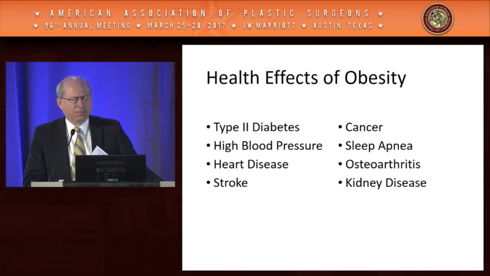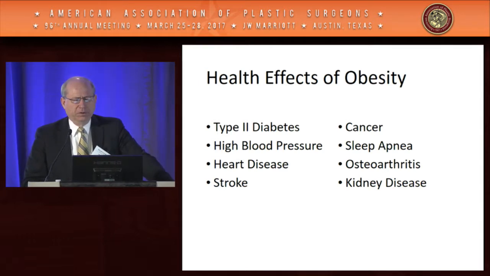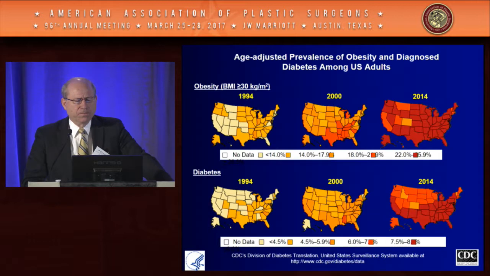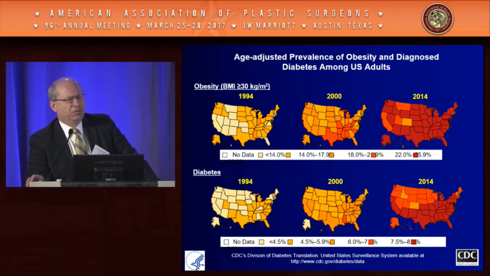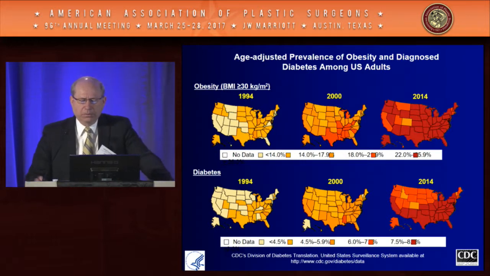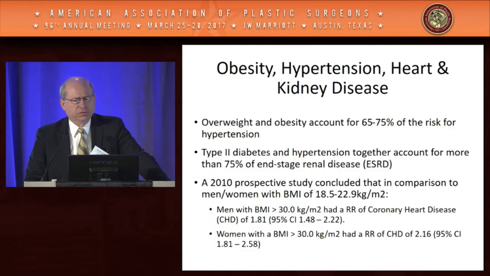And the health effects of obesity are tremendous. Type 2 diabetes goes up, hypertension, heart disease, stroke. The risk of cancer, as we'll talk about, is basically twice as high for breast cancer in obese patients. Sleep apnea, osteoarthritis, and kidney disease. And this is a really recent phenomenon. This is BMI over 30 from the CDC, from 1914 to 2014, and you can see how this has changed dramatically across the country. And then if you look at diabetes, you'll see a similar map. And so the thought is that obesity is driving a lot of the diabetes.